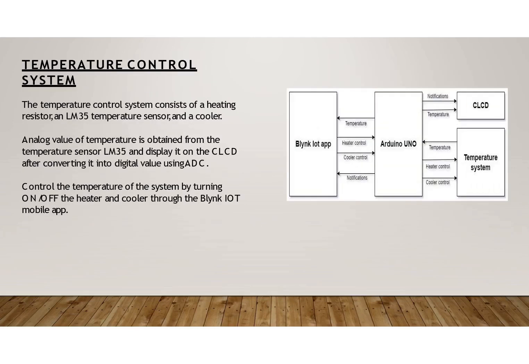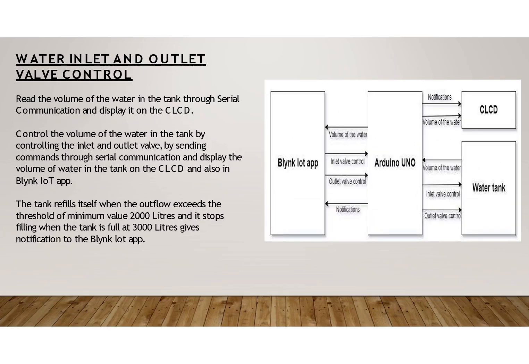Temperature control system. The temperature control system consists of a heating resistor, a temperature sensor and a cooler. In this image, Blynk IoT is connected to Arduino Uno and the sensor and temperature system. This way, we can control the temperature. Water inlet and outlet valve control is the same as the temperature control; you just have to add a water tank.